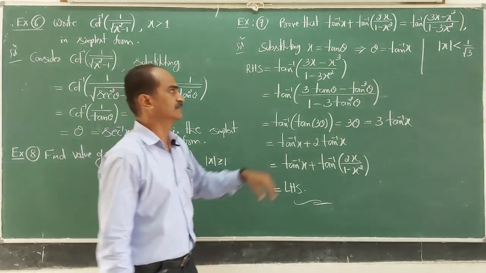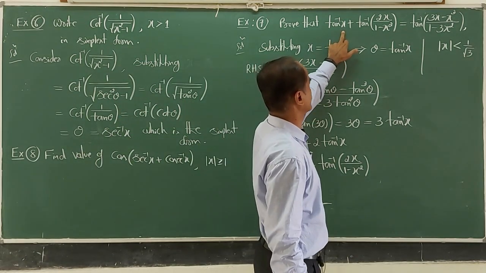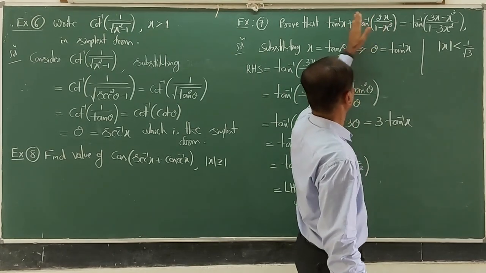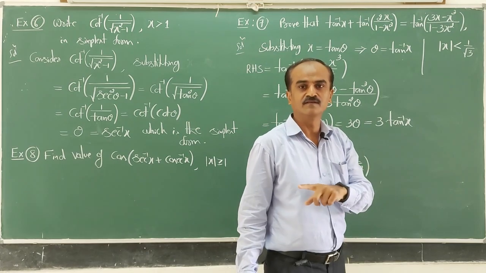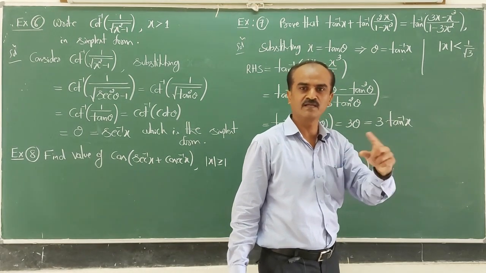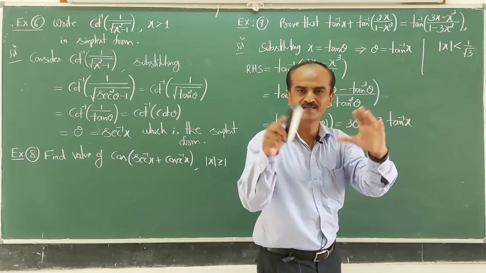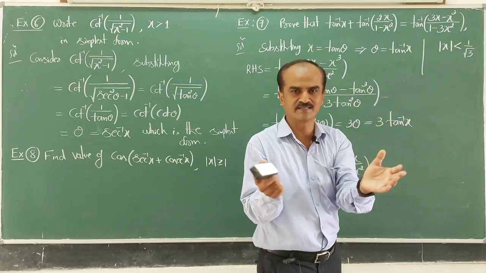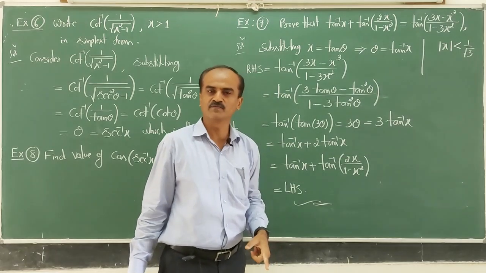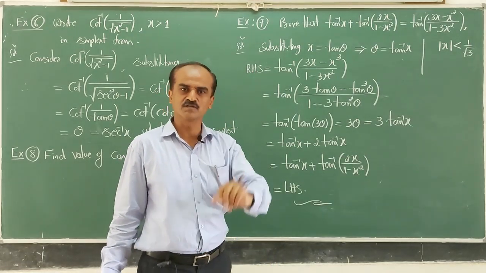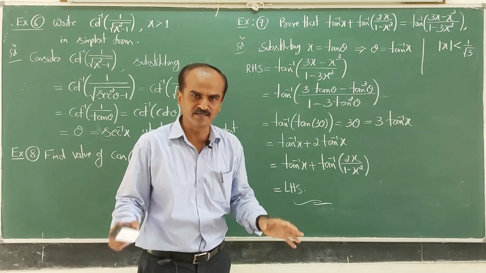Or you can try this: take this as x and this expression as y, apply tan inverse x plus tan inverse y, which is tan inverse of x plus y divided by 1 minus xy. You will get an expression containing x. You simplify, and you will definitely end with 3x minus x cube divided by 1 minus 3x square. That is also correct. Whichever is convenient, you can go for that.